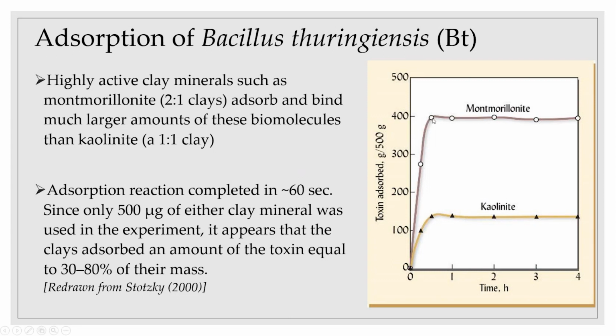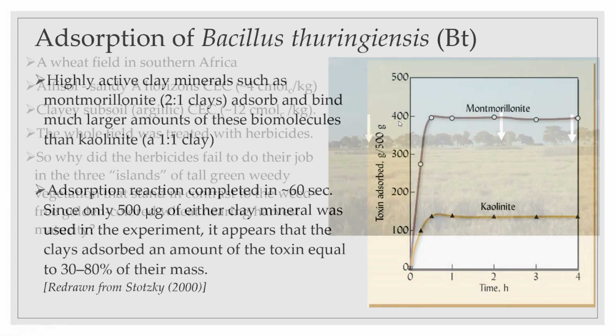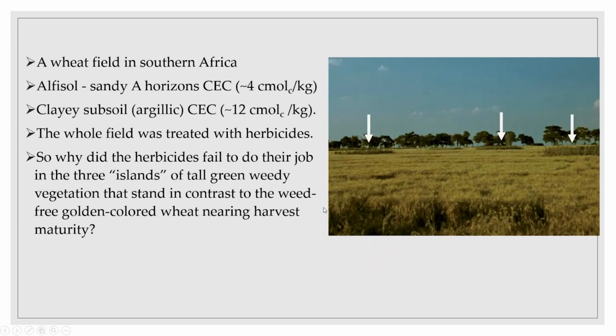So soils with high CEC are going to not only influence fertilizers, but they're also going to influence pesticides and herbicides. We'll look at this in the next slide. All right. So here they have applied this herbicide to try and kill some of these weeds. They applied a broadcast application of this herbicide, and it seems to work well for the most part. But what happened here? How come it didn't work on these?